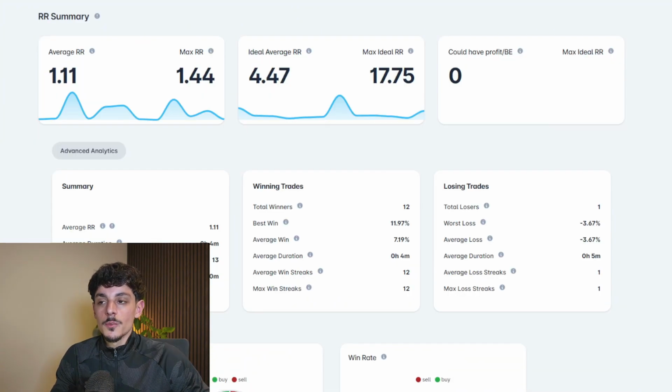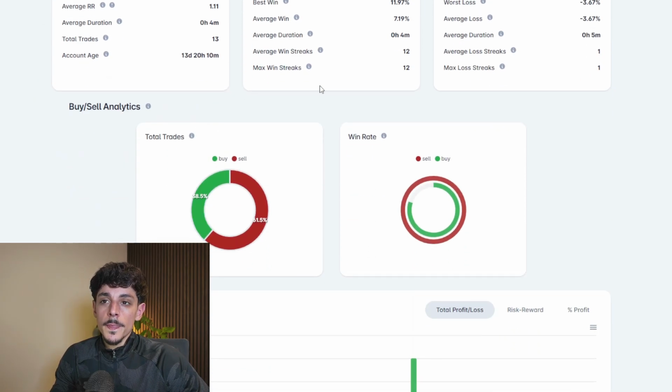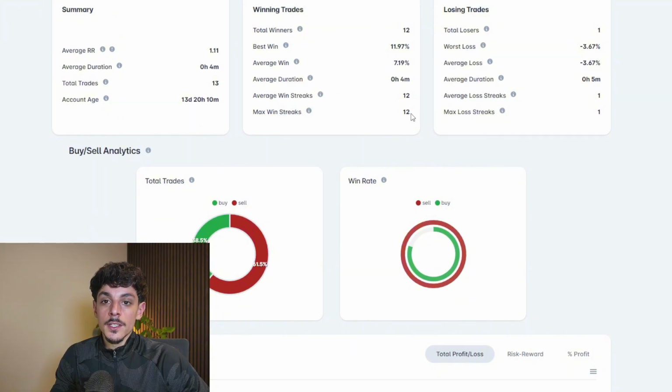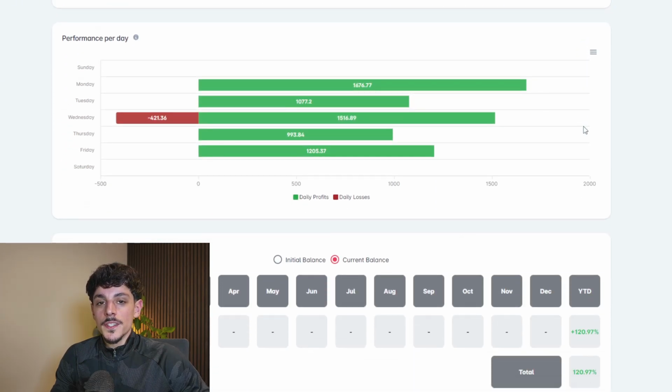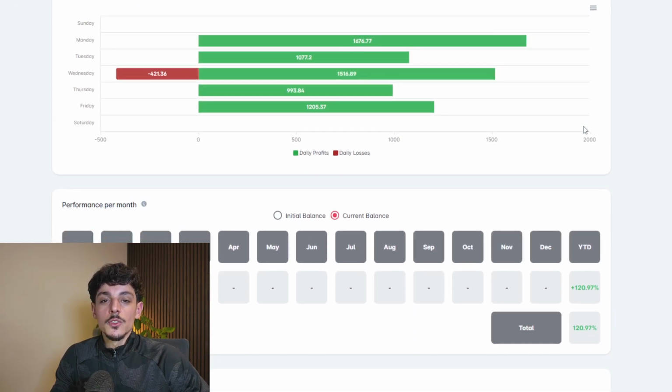For the RR summary, we can see that we had an average RR of 1.11, which is what I'm usually looking for. We had a winning streak of 12 and a losing streak of 1, which is really good. So this goes to show that you don't need to overcomplicate stuff. You can make some money with a super simple system.